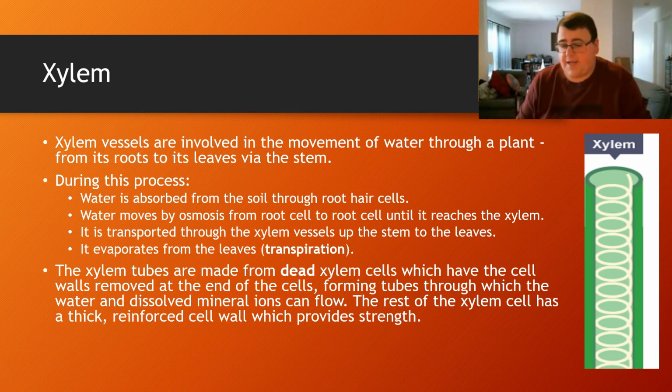Xylem tubes are made from dead xylem cells. Basically, they have the cell walls removed at the end of the cells, which forms that tube-like nature. So you can see in the diagram here, you've had it removed and we've got a tube-like structure. And then the water and dissolved minerals and ions can flow straight through here. The rest of the xylem has very thick reinforced walls, which you can see around here, which give that extra strength to the xylem.